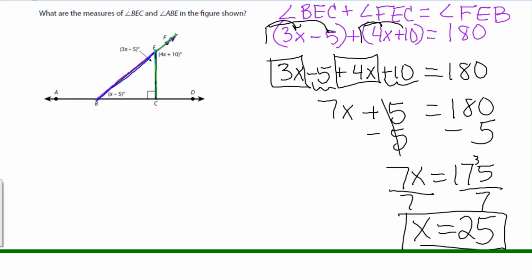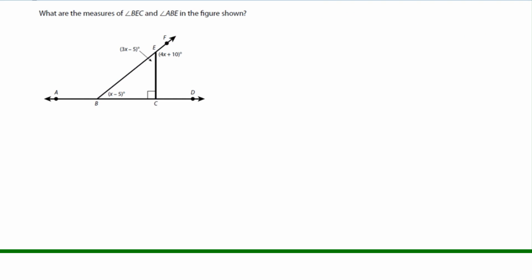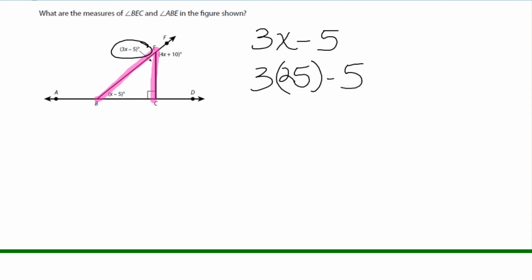Now I need to figure out the measurement of angle BEC, and angle BEC is right here. We know angle BEC is equal to 3x minus 5. To figure that out, we already know the value of x is 25, so we can just substitute 25 into this expression. 3 times 25 is 75, and then you have to subtract 5, and that is 70. So the measurement of angle BEC is 70 degrees.